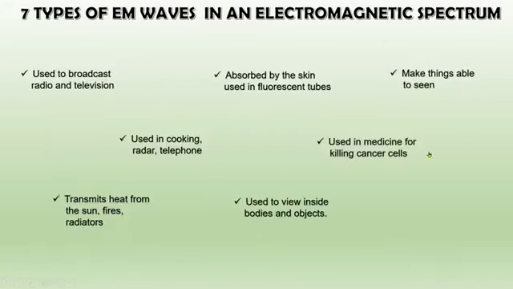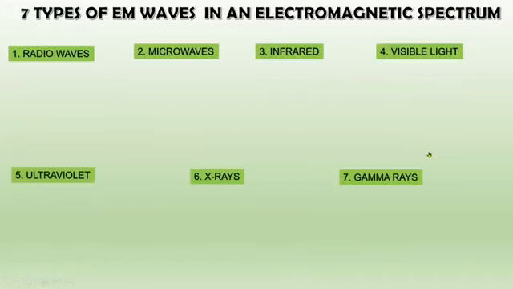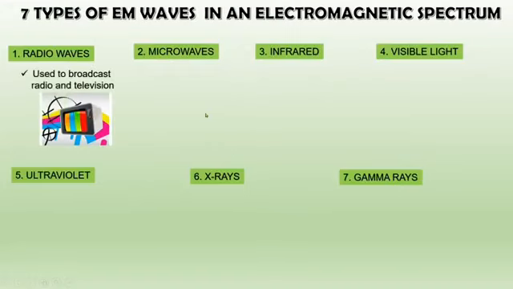Another question, do we need electromagnetic waves in our daily lives? Yes, of course. Here are the applications of electromagnetic waves. Let us identify the type of wave these applications refer to. Let us start with the radio waves. The radio waves are used to broadcast radio and television.